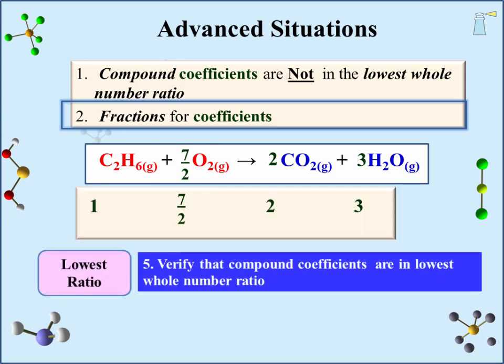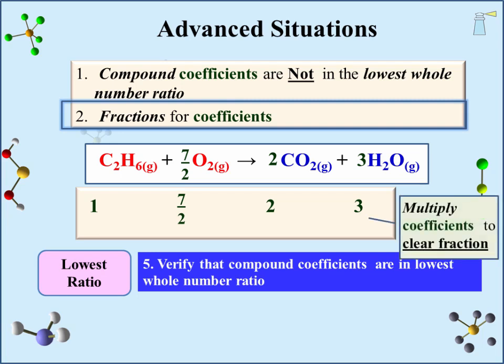A look at the coefficients clearly shows that these are not in a lowest whole number ratio. It is fine to use the fraction in order to balance the equation, but now it has to be dealt with. In the previous example, values that were too large to be the lowest whole number ratio were divided by a common number. In this situation, the way to clear the fraction is to multiply all the coefficients by a common number. As long as the math done to one coefficient is done to all the coefficients, the reactant and product tallies will remain equal.